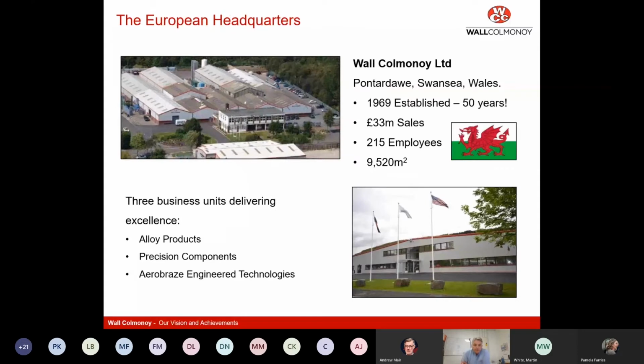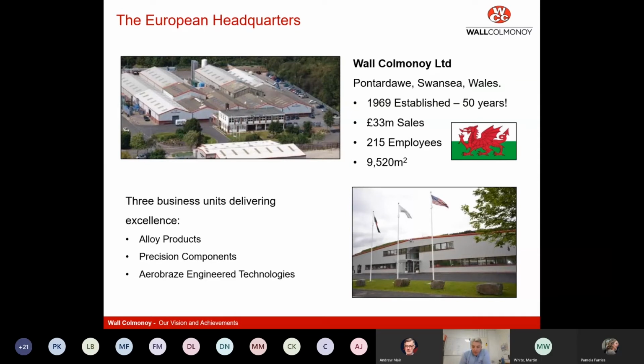So here in South Wales, decent sort of installation. It's been here for 52 years now, and it's a good turnover, £33 million in sales, mostly metal powders, decent size footing, and a decent employee count of 215.